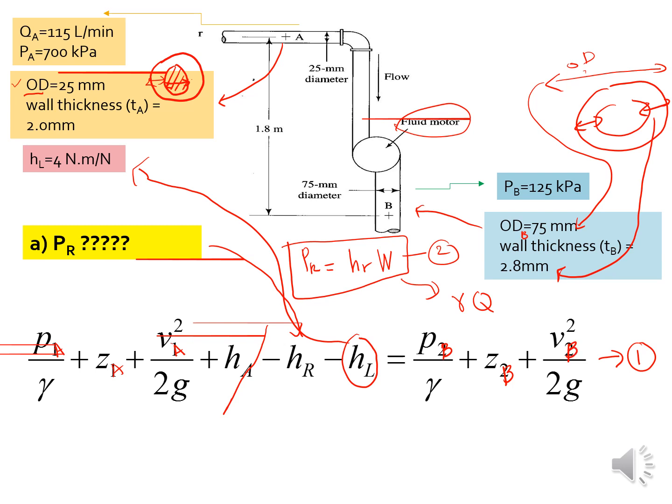Our aim is to calculate HR first. Then from HR we can calculate the PR value by using HR times W.